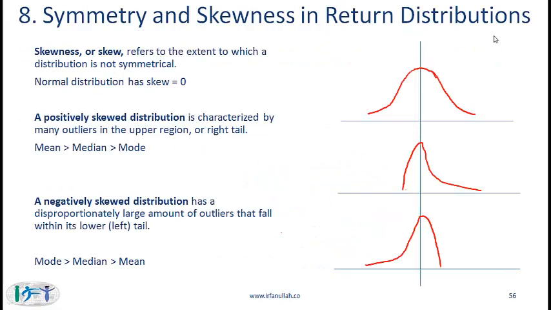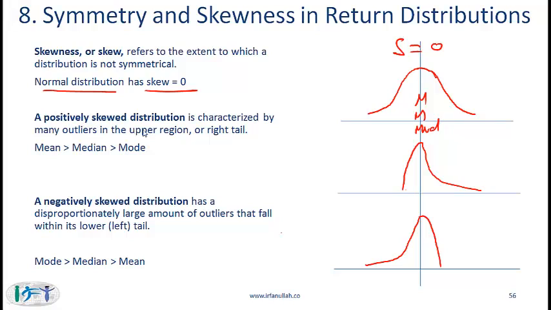Symmetry and skewness in return distributions. Skewness or skew refers to the extent to which a distribution is not symmetric. Now, when you have a normal distribution, it has a skewness of 0, or we can say that a normal distribution is symmetric. What that means is we have an equal distribution on each side of the mean. This could be your mean, this is also the median, this is also the mode, and the distribution on each side is the same. This is symmetric, so the skewness is equal to 0.